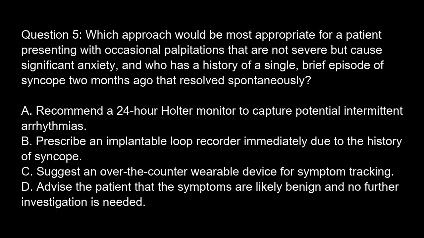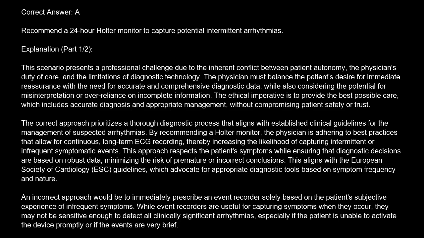Question 5. Which approach would be most appropriate for a patient presenting with occasional palpitations that are not severe but cause significant anxiety, and who has a history of a single brief episode of syncope 2 months ago that resolved spontaneously? Option A. Recommend a 24-hour Holter monitor to capture potential intermittent arrhythmias. Option B. Prescribe an implantable loop recorder immediately due to the history of syncope. Option C. Suggest an over-the-counter wearable device for symptom tracking. Option D. Advise the patient that the symptoms are likely benign and no further investigation is needed. Correct answer is A. Recommend a 24-hour Holter monitor to capture potential intermittent arrhythmias.